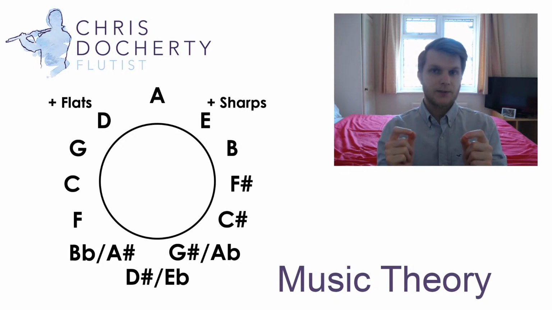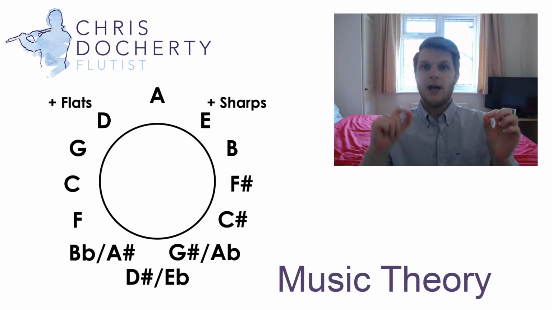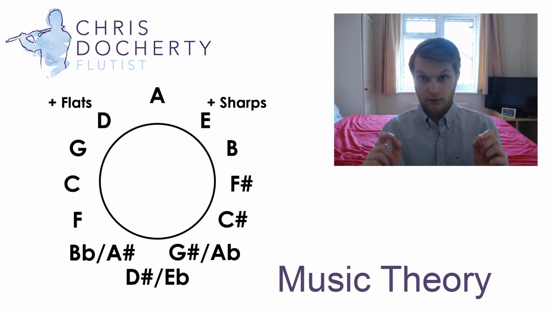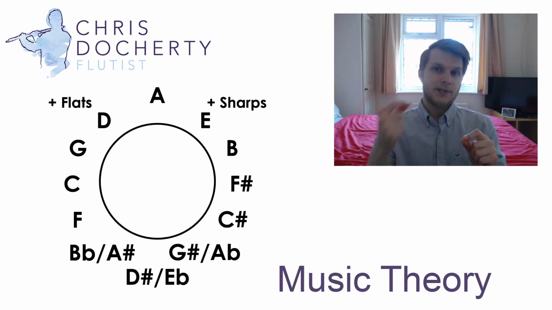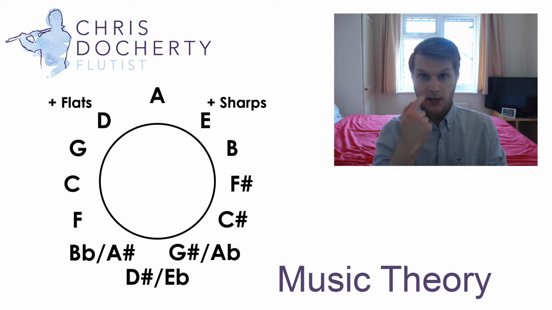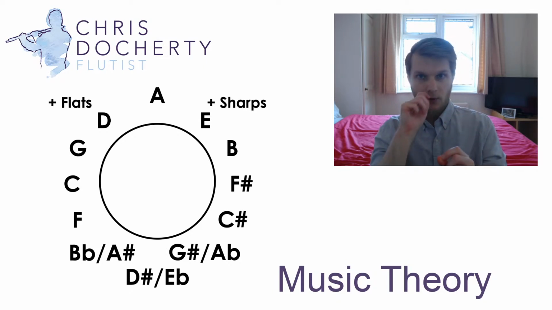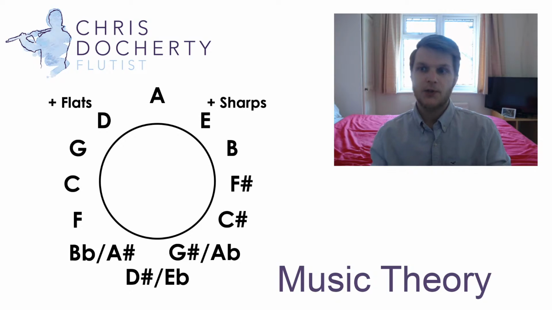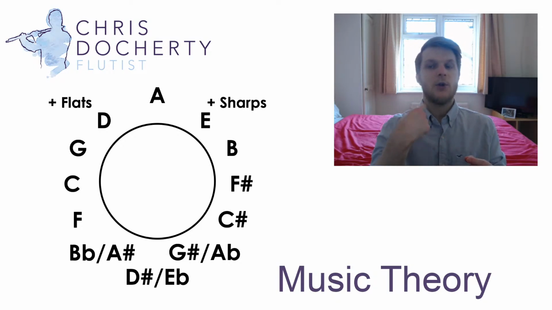So in essence, in both major and minor keys, the 7th, or the penultimate note in the scale, is always, always, always 1 semitone away from the tonic note, the root note, or the note we start on. So in A, we must have a G sharp because it's 1 semitone away.